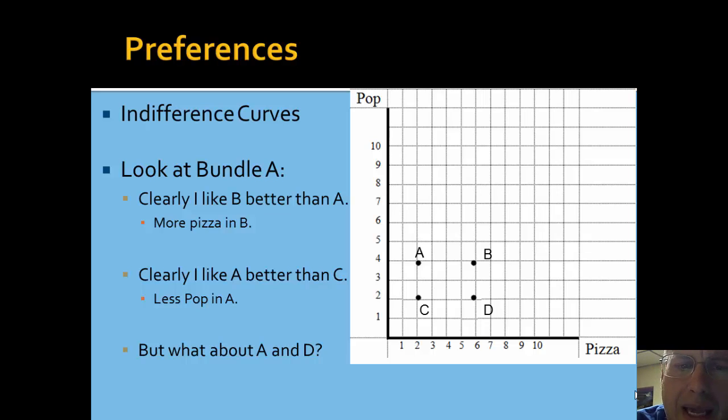Clearly, we also like A better than C. We start with A and take 2 cans of pop away, and that's C. So C has less pop and the same amount of pizza. C must be less preferred than A. We must like A better than C. But what about A and D? Now, A and D is a place where we're making a trade-off. We're giving up 2 pops and adding 4 slices of pizza as we go from A to D. Now, some consumers may evaluate A differently than D. Some may prefer A to D. Some may prefer D to A. It depends on your own personal tastes and preferences.